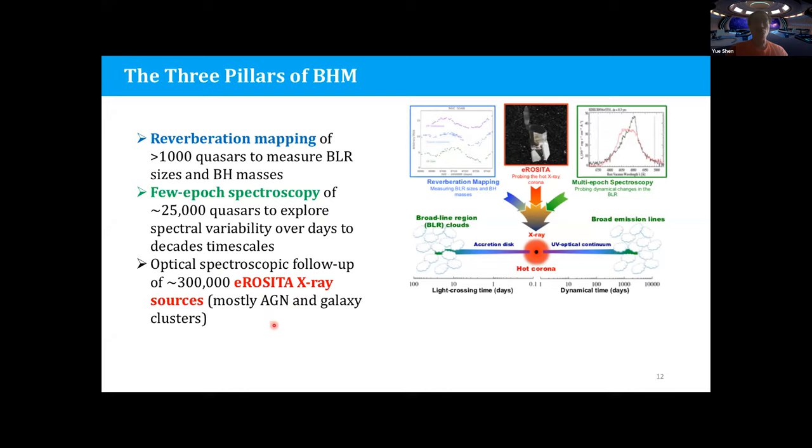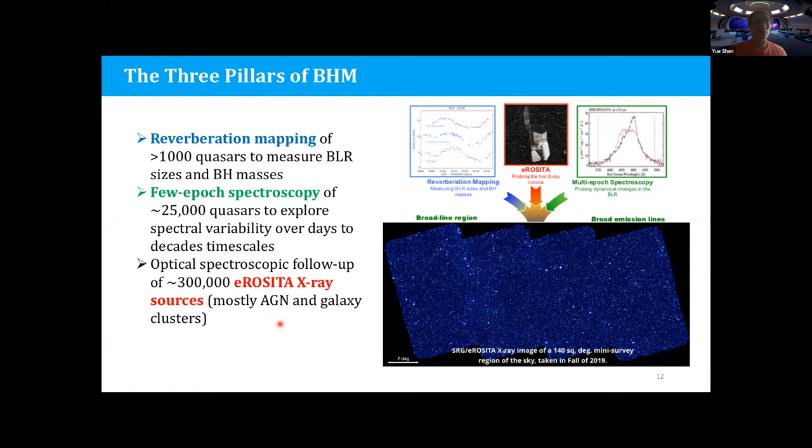For those of you who don't know about this, eROSITA was launched last year, and this is a first image from eROSITA from a mini survey. We have a lot of X-ray sources in here, and now let's put some optical fibers on them to get some redshifts. All right.